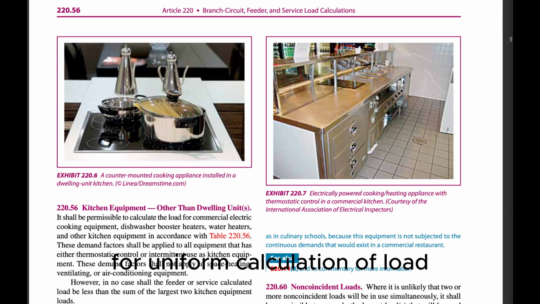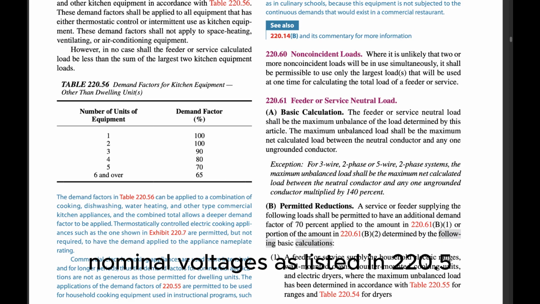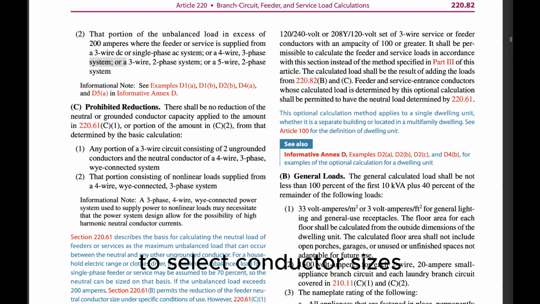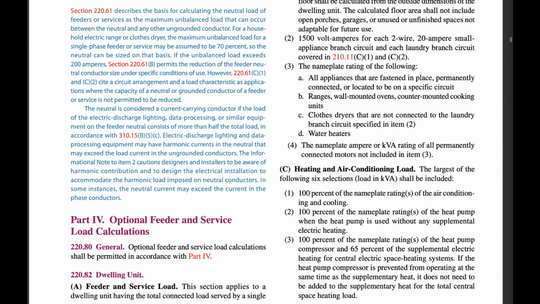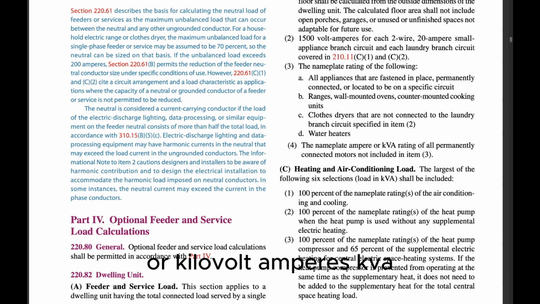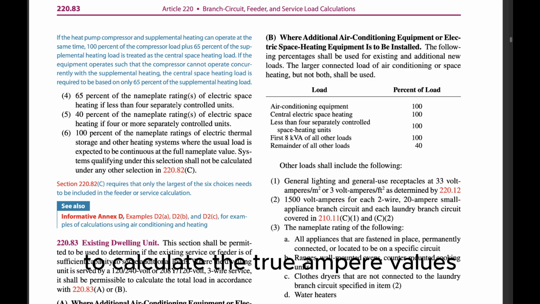For uniform calculation of load, nominal voltages, as listed in 220.5(A), are required to be used in computing the ampere load on the conductors. To select conductor sizes, refer to 310.15. Loads are calculated on the basis of volt-amperes or kilovolt-amperes (kVA), rather than watts or kilowatts, to calculate the true ampere values.